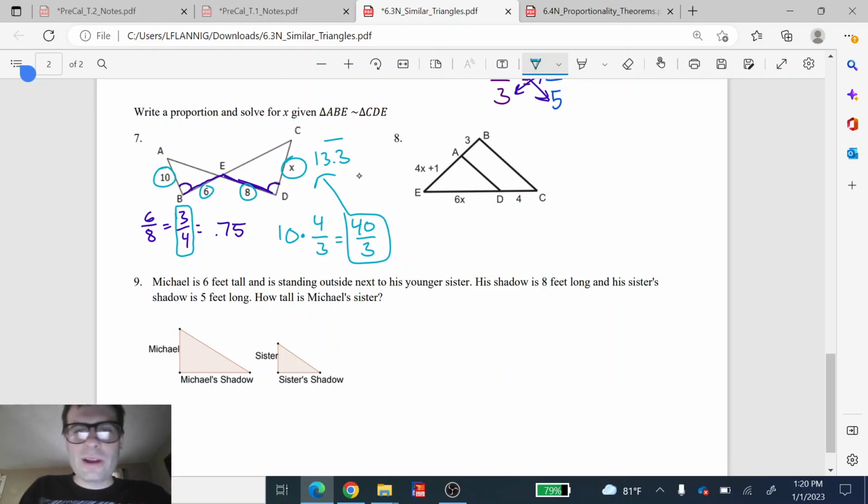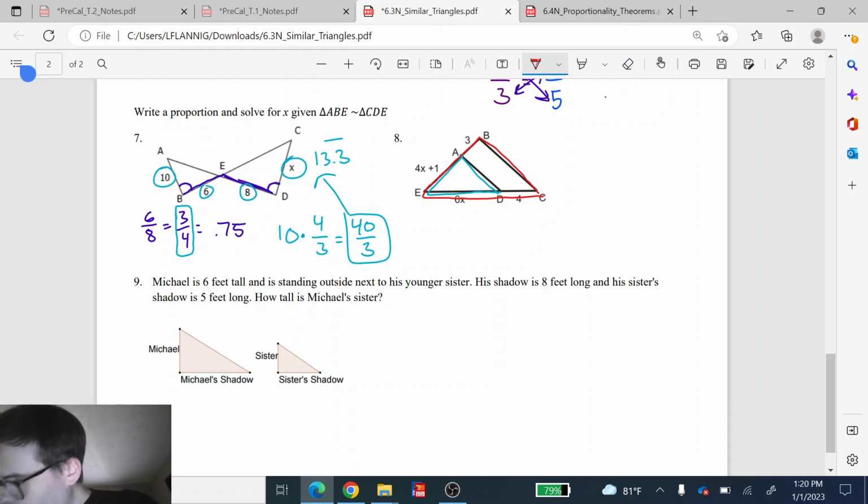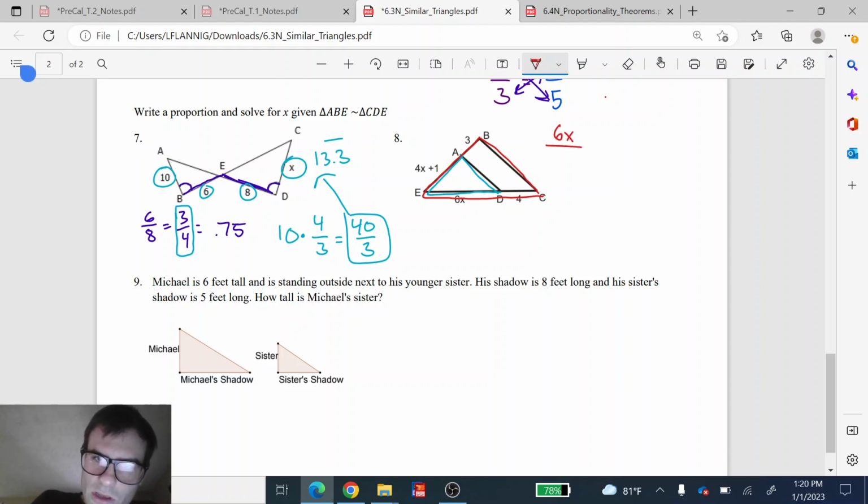All right, next one, you have number 8. Number 8 is a pain in the butt sometimes because you have to remember one of the rules. The rule stating that the small triangle right here and this large triangle, we're saying that those are similar. So what you have to say is, okay, find the scale factor. So what you have to do here is say 6x, the small one, this small side right here, divided by this whole big one.